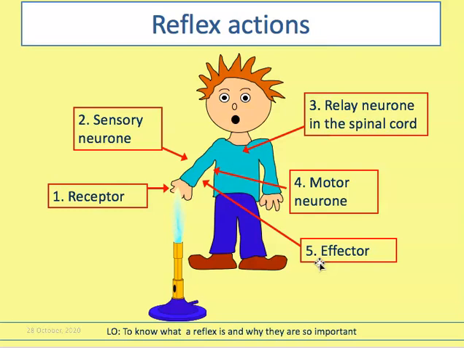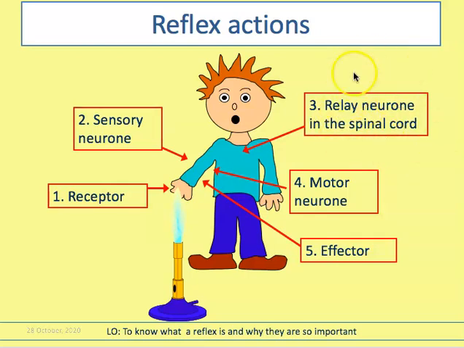You would still have the stimulus, which would be the Bunsen burner. The receptor in the hand, the temperature receptors in the skin, would feel the heat. The sensory neuron sends the message this time to the spinal cord. That's where it's different. So it doesn't go to the brain this time. It goes to the spinal cord where there is a relay neuron.